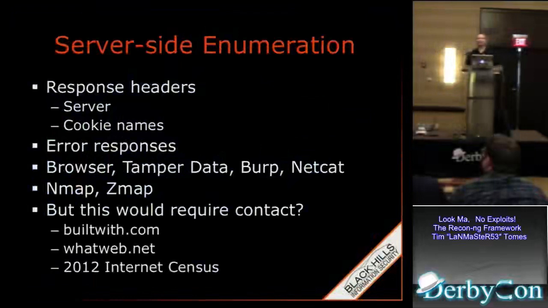Once we have hosts, we've just done some traditional reconnaissance. Now we want to take it to the next level. We want to start digging deeper into the methodology. Let's start with server-side enumeration. A bunch of different things we can do here. We can start looking at response headers for server headers and cookie names and things of that sort to try to determine what server-side technologies are being used. We can analyze error responses for purposely generated errors. We can use a browser, and we can use tools like, sure, go ahead.